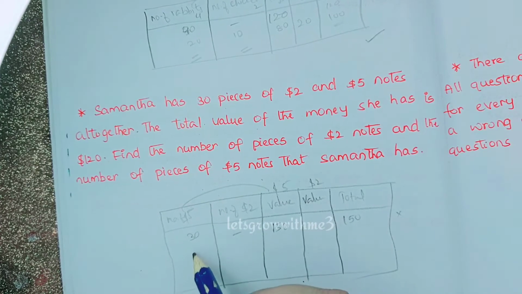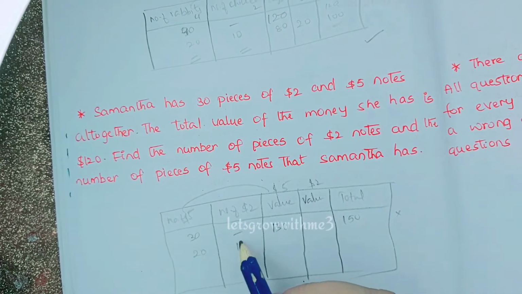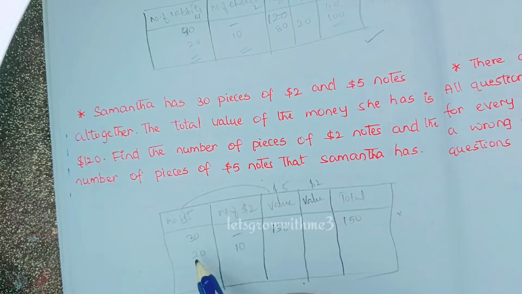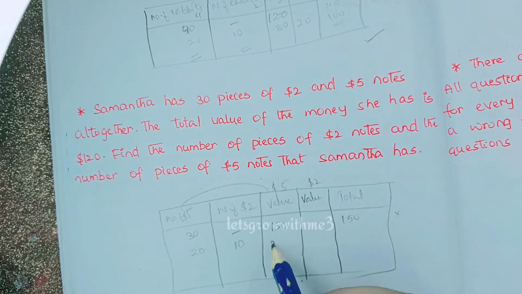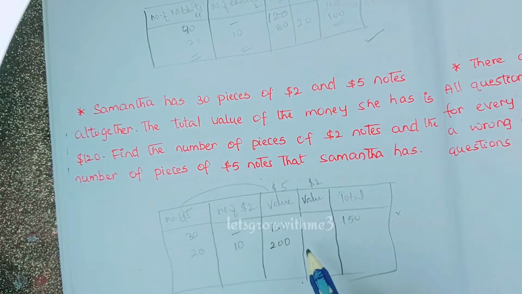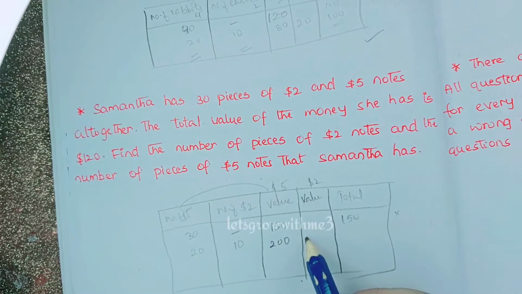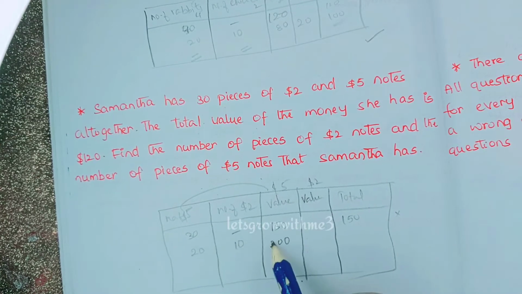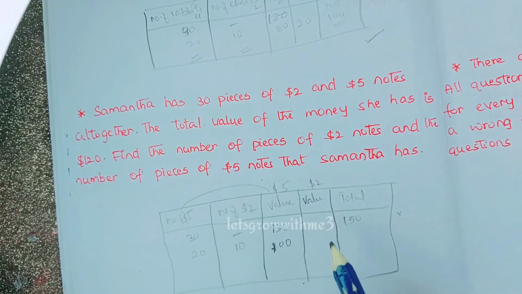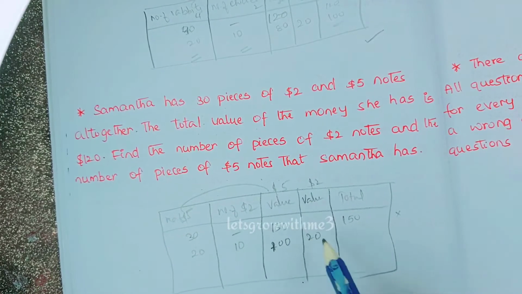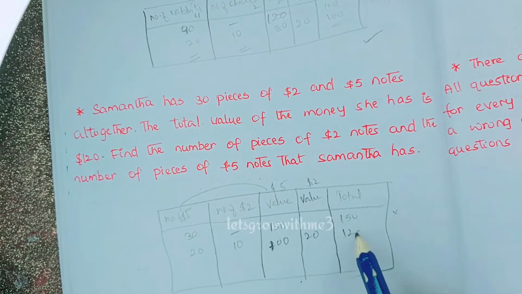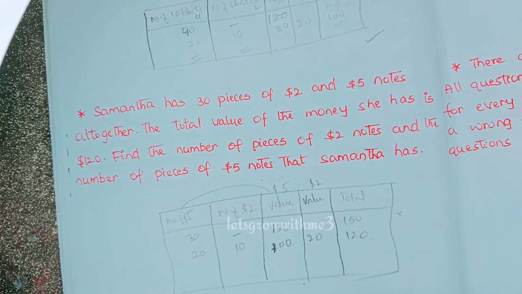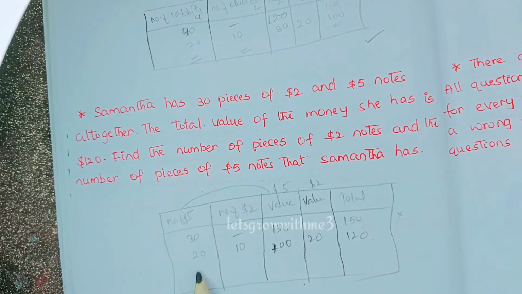Let's reduce the $5 notes and increase the $2 notes. So 20 and 10. 20 means the value of $5 notes is $100. Sorry, I wrote it as 200, it's supposed to be 100. And then the value of $2 notes is $20. So 100 plus 20 is 120. So this one also we got our answer in the second guess itself.